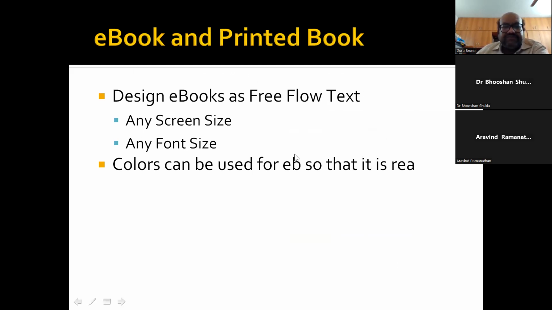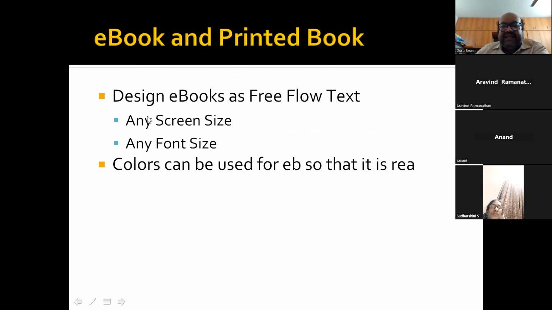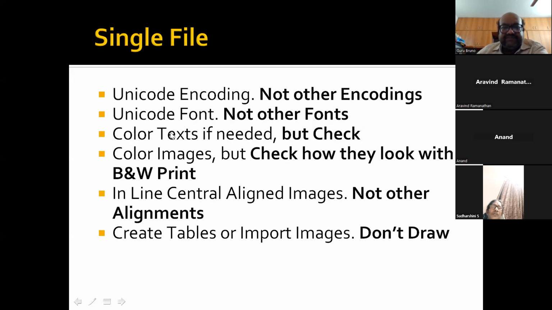So, why is the ebook designed as free flow text? Because it can adapt to any screen size or any font size. Okay, this is what we have already seen. Unicode encoding, Unicode font, color text, color images, inline central aligned images, and create tables or import images. Don't draw.